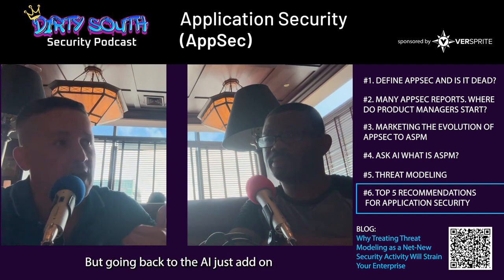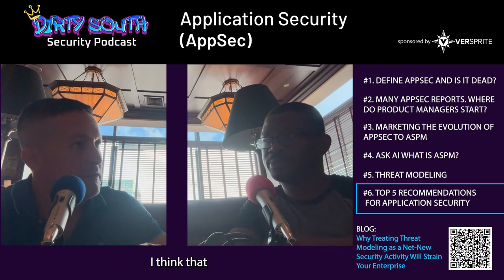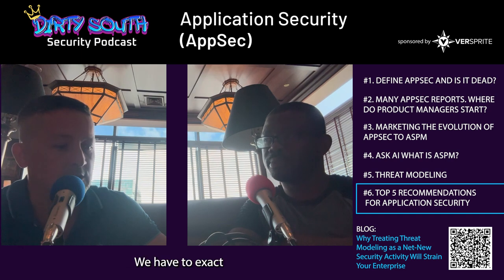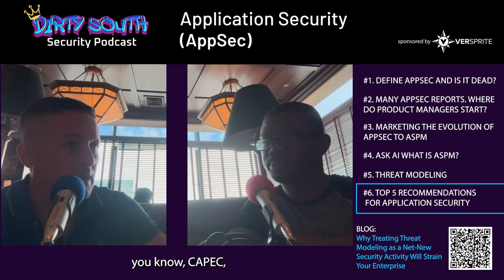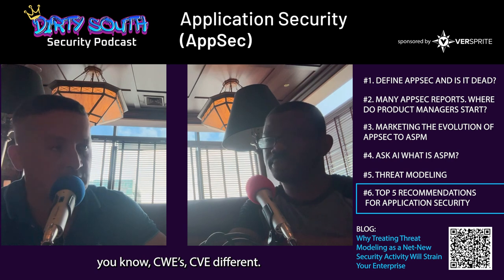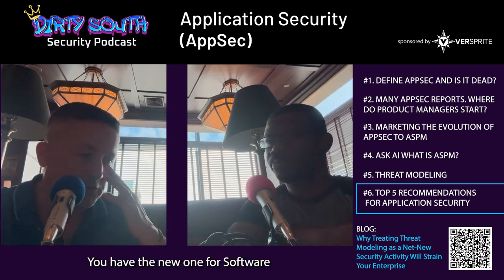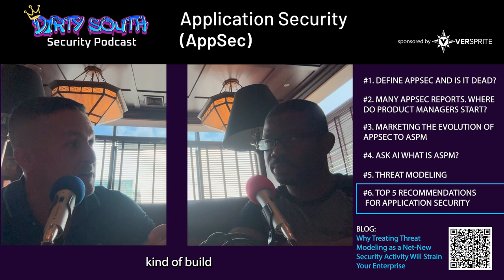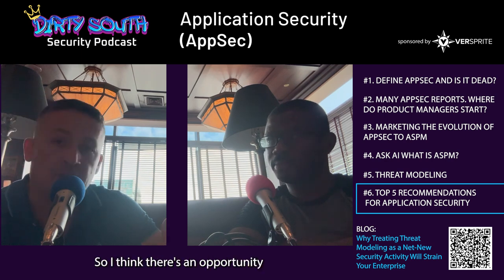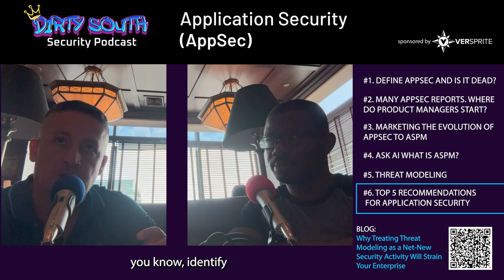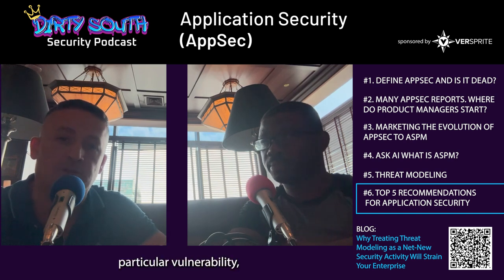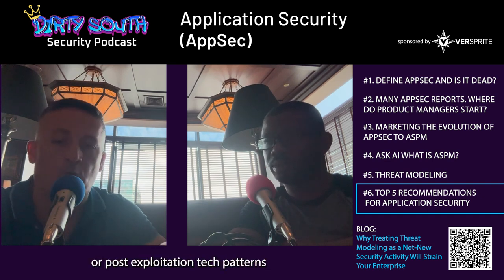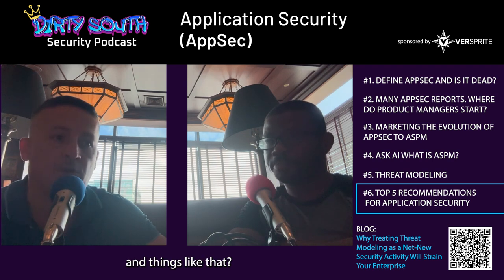But going back to the AI, just to add on, I think you can use AI to take a look at a lot of the taxonomies that are out there in the AppSec space. You have taxonomies from MITRE, CAPEC, CWE, CVE, Defend. You have the new one for software composition called OSCAL. The AI models can build those relationships for you. Yeah. So I think there's an opportunity to identify the relationship: if you have one particular vulnerability, how does it cross-relate to different types of attack patterns, CAPEC, or post-exploitation patterns in an attack framework and things like that.